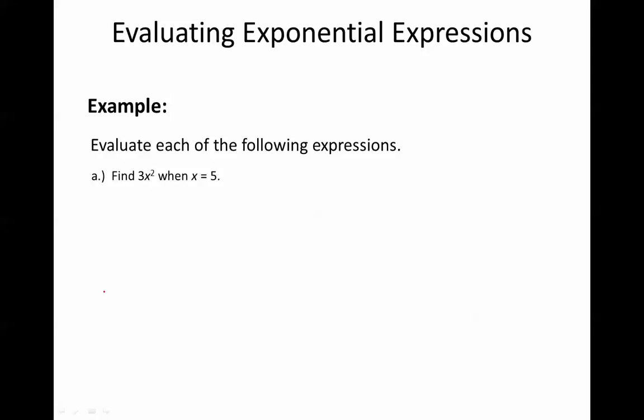Okay. Now we're going to evaluate 3x squared when x equals 5. So that means we're going to put 5 in place of x. So that's 3 times 5 squared. And just like on the last problem, you want to do your exponent first. So you're going to square 5 first, and that gives you 25. And 3 times 25 is 75. So that would be 75.